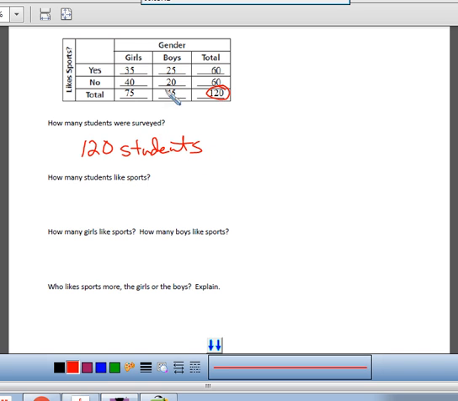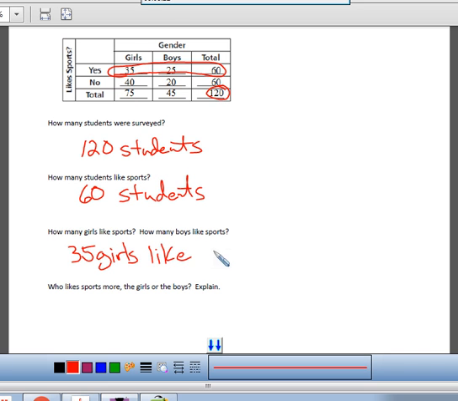How many students like sports? So, like sports, yes. That's coming from this right here, and the total is 60. So 60 students like sports. How many girls like sports? Well, look again at this row here. 35 girls like sports. How many boys like sports? 25 boys like sports.